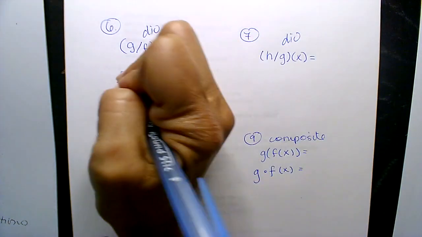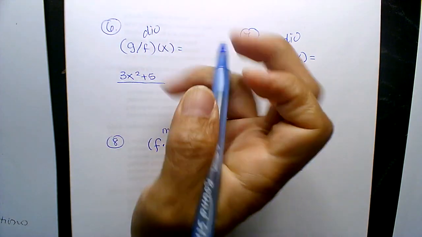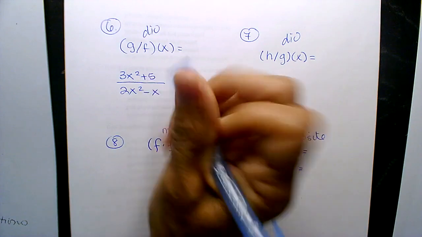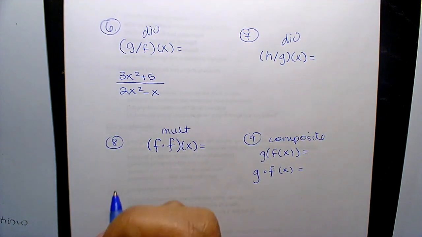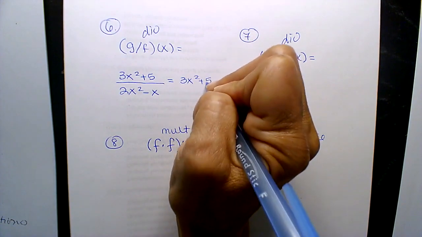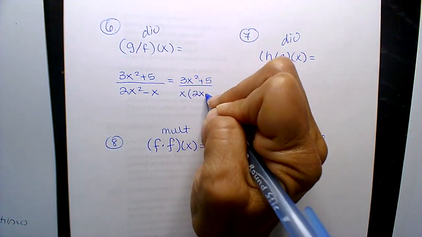So the g function is 3x squared plus 5. The f function is your denominator, so 2x squared minus x. I mean, this is kind of it. We're not in rational functions yet, but if you wanted to break it up, you see that there's an x term in common that you could factor out.